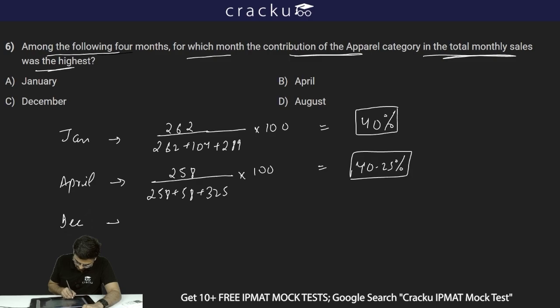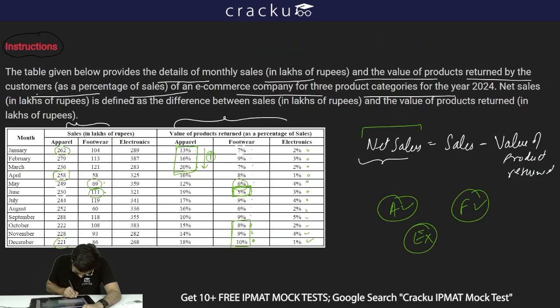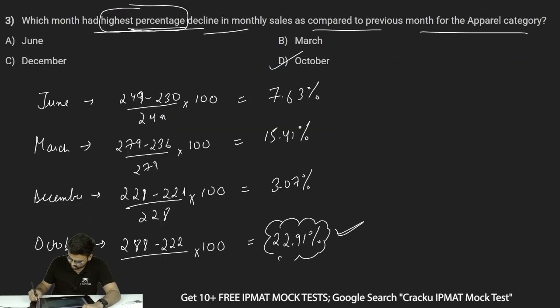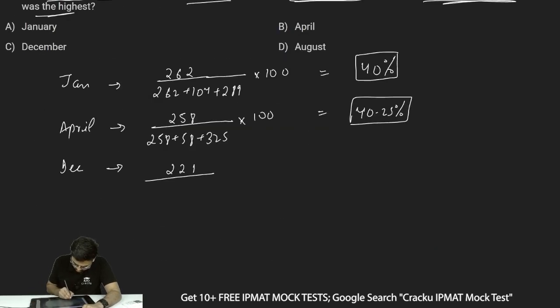Now we have for December. For December, it is 221 contribution by apparel and total is 221 plus 86 plus 268. So it is 221 divided by 221 plus 86 plus 268 into 100. This value will be equal to 38.43%.